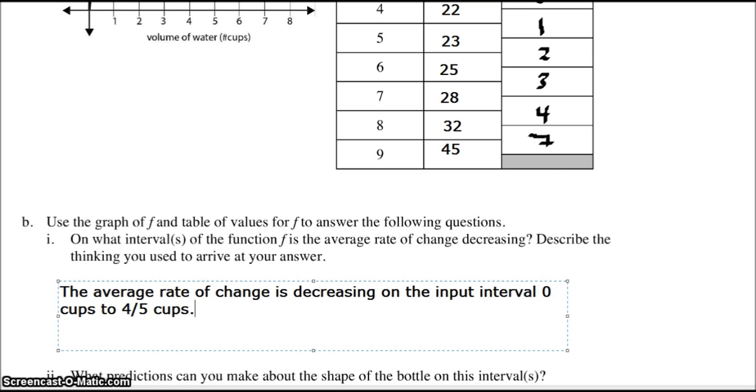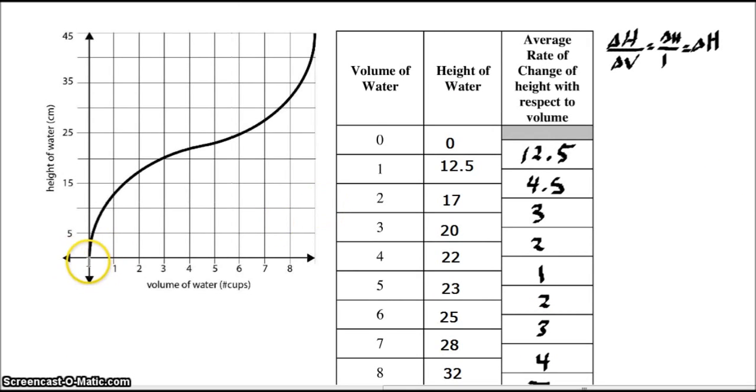Okay, so the average rate of change is decreasing on the input interval from about 0 cups to 4 or 5 cups. So during this input interval here, the average rate of change is decreasing. The slope of a tangent line to any point on this graph is getting smaller and smaller and smaller. But then around this point, the slope starts to increase again. The curve begins to get steeper.